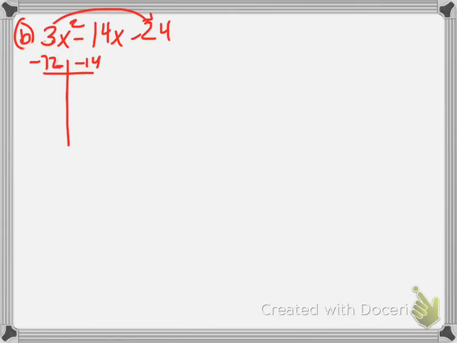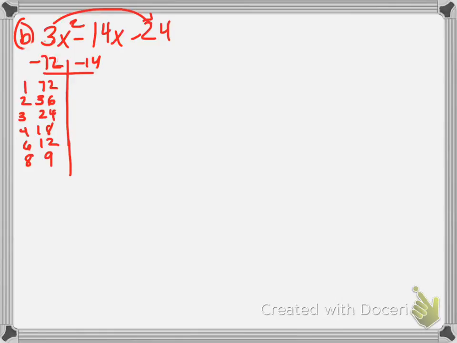What are my factors of 72? 1 and 72, 2 and 36, 3 and 24. Is there anything by 4? 18, so 4 and 18. How about 5? How about 6? 12, so 6 and 12. 7 doesn't work, but 8 does. It's 8 times 9.